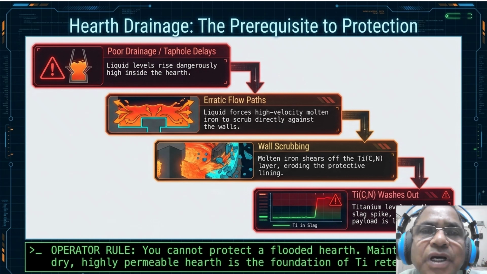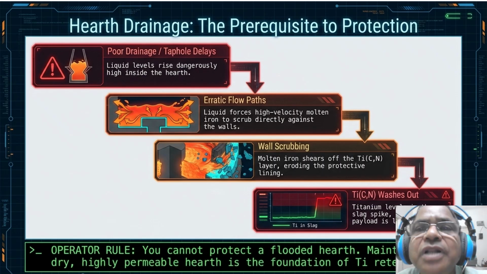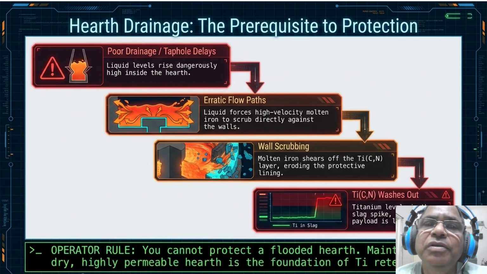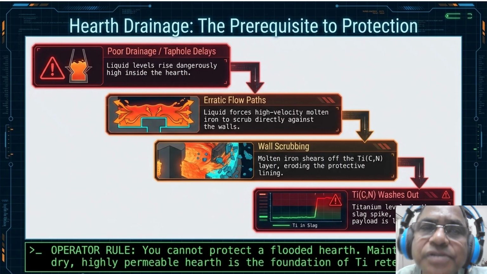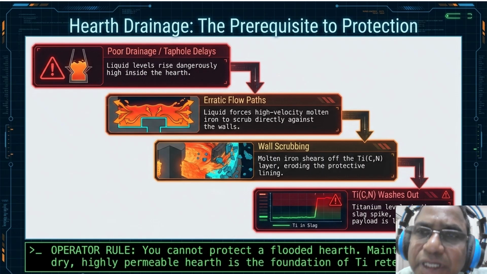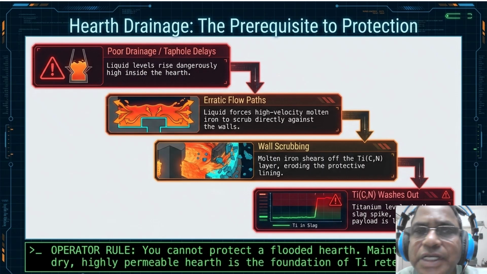So follow this failure chain now. Poor drainage leads to dangerously high liquid level. This forces an erratic flow path where the molten iron is squeezed against the wall at high velocity. This causes wall scrubbing, scarfing we can say, which shears off your TiCN layers.